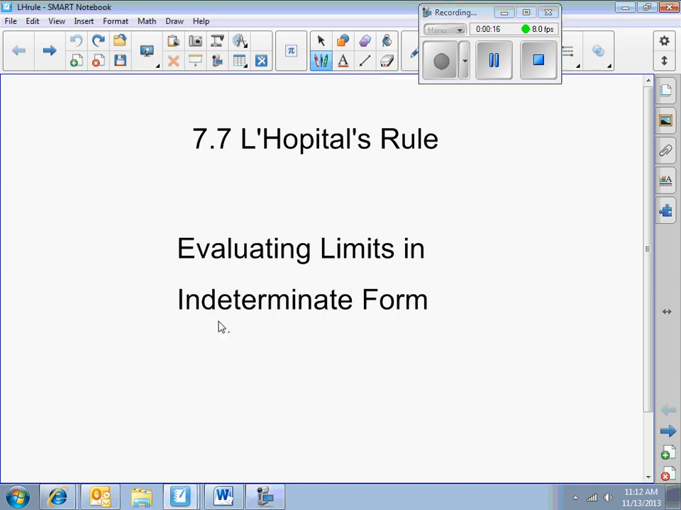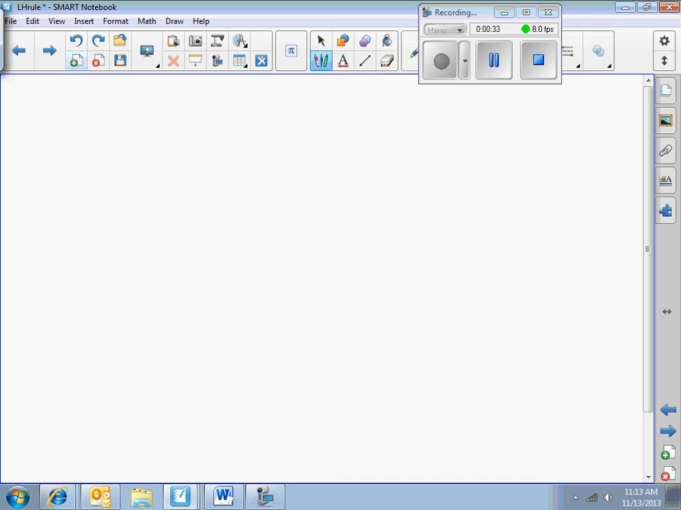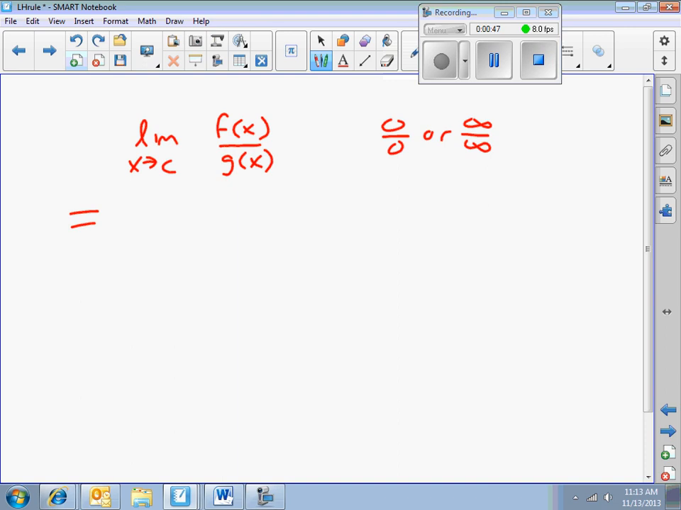What is indeterminate form? If you do direct substitution and you get a 0 over 0 or an infinity over infinity, then that is indeterminate, and you can use L'Hopital's rule. Now, what is L'Hopital's rule? Well, it says that if the limit as x approaches c of f of x divided by g of x gives 0 over 0 or infinity over infinity when I substitute in, then I can use L'Hopital's rule. It says you can take the derivative of the top and bottom.